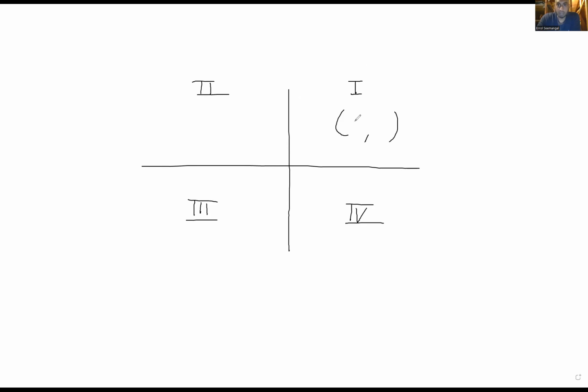What's the X sign? What's the Y sign? Positive or negative? Positive, positive. Okay. Quadrant 2. X sign negative, Y sign positive. Okay. Quadrant 3. Negative, negative. Okay, quadrant 4. Positive, negative. Makes sense? Yeah. Okay.